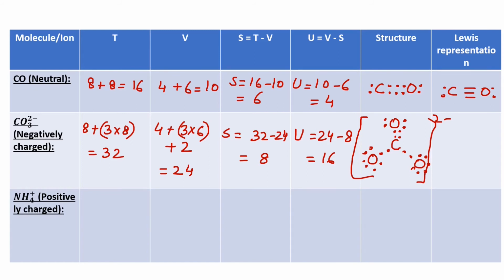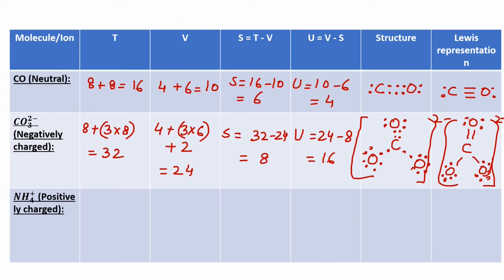So this is the structure of carbonate ion, and the Lewis dot structure would be carbon, double bond oxygen, single bond oxygen, single bond oxygen, and 2 negative. And apart from that, we need to remember the unshared electrons also. So the structure would be something like this. So this is the structure of carbonate ion.